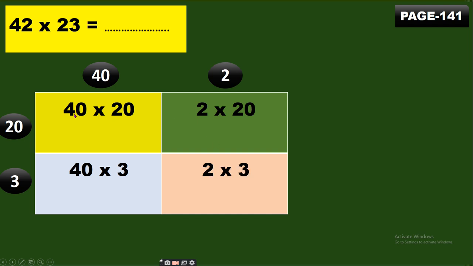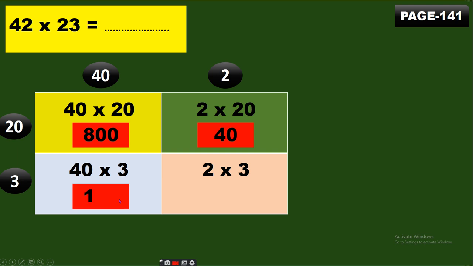Next 40 multiply by 20, तो फिर से 0 0 को दिमाग से हटा दे, so 4 2s are 8 and 0 0, that means 800. 2 2s are 4 and 1 0, 40. 4 3s are 12 and 1 0, 12 0, 120. And 2 3s are 6.